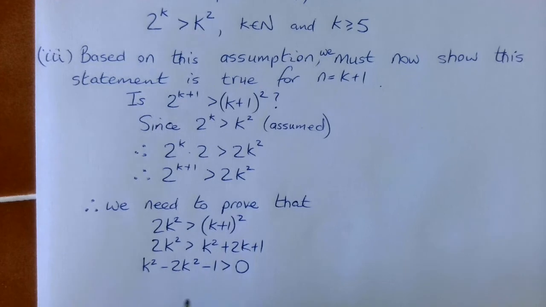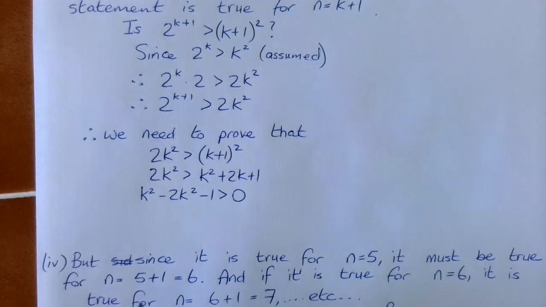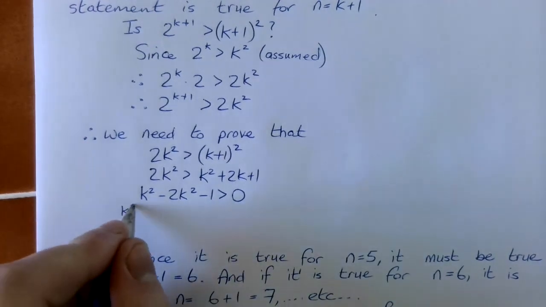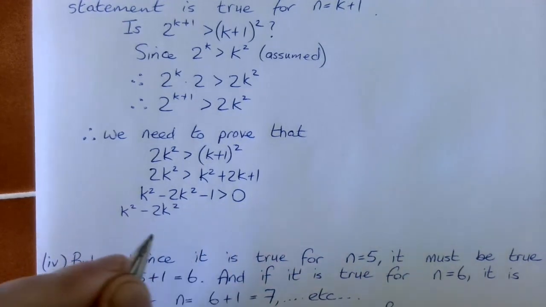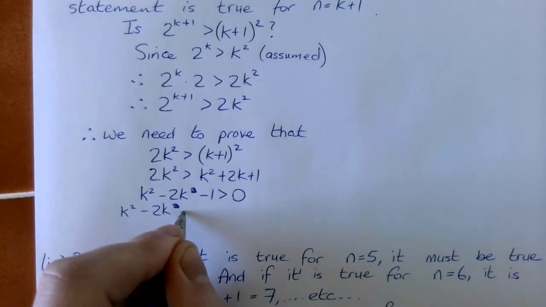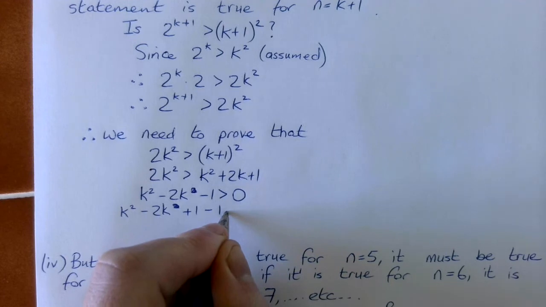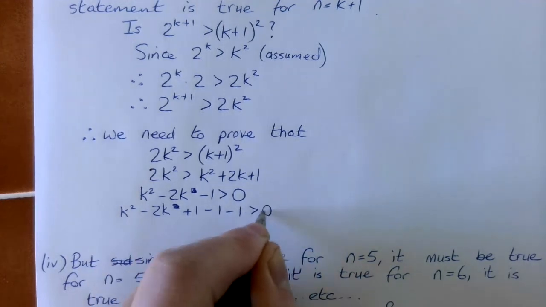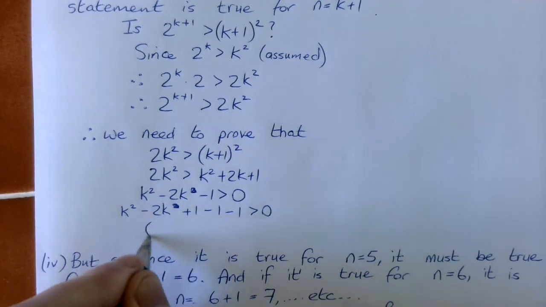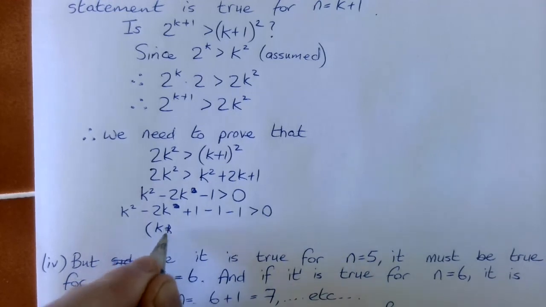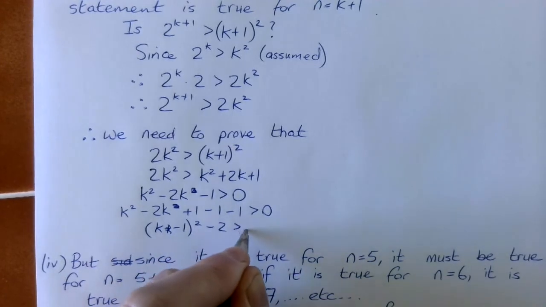And then we're going to try to complete the square here. So it's going to be k squared minus 2k, apologies, we're going to plus 1, and then we're going to minus 1, and then we already have our minus 1 that's already there, and that is greater than 0. So we're trying to complete the square. We'll just get that completed now in a second. So completing the square of the bit in the middle, it's going to be (k minus 1) squared, and then minus 2 is greater than 0.